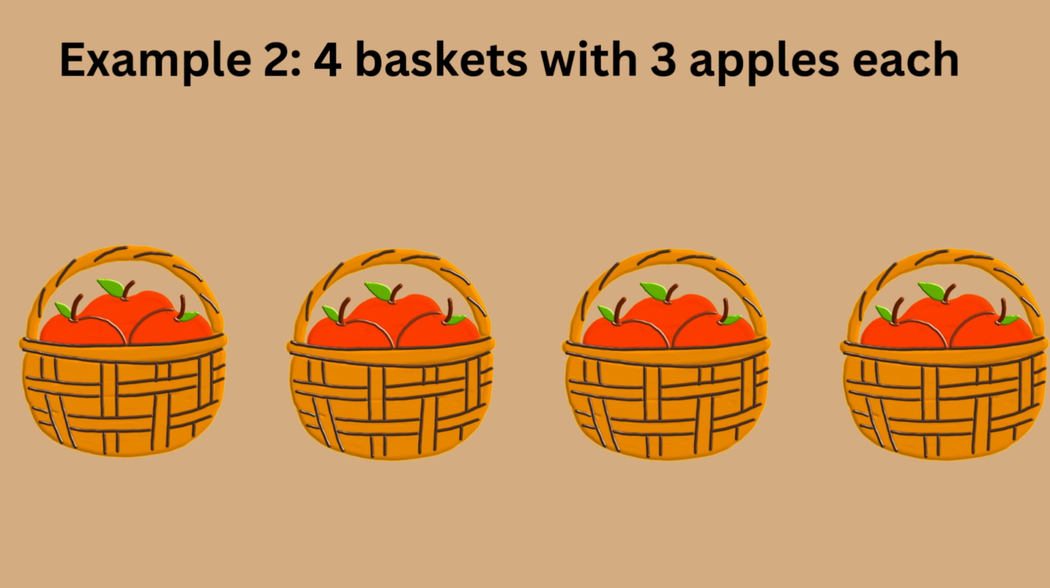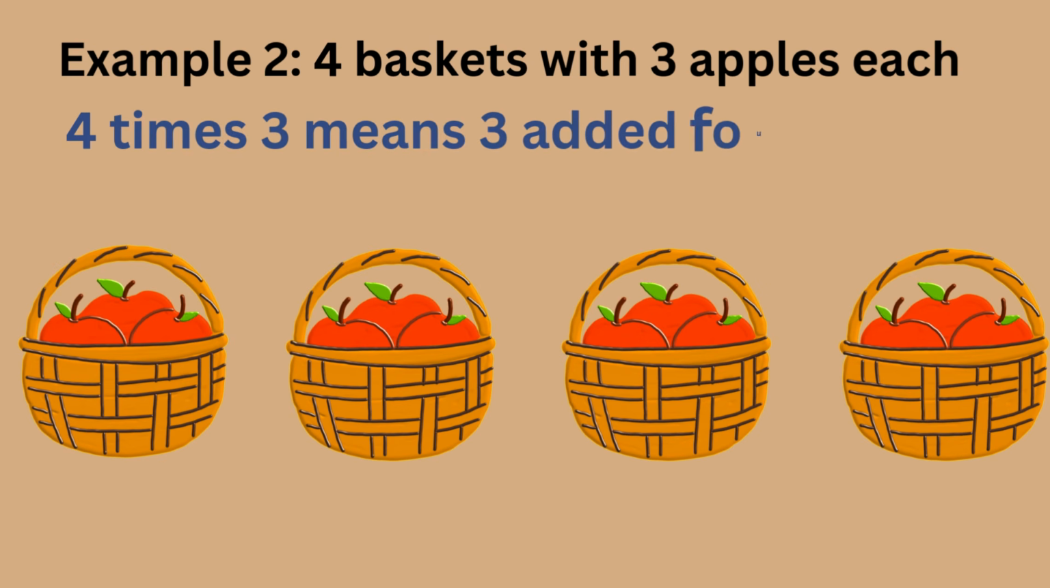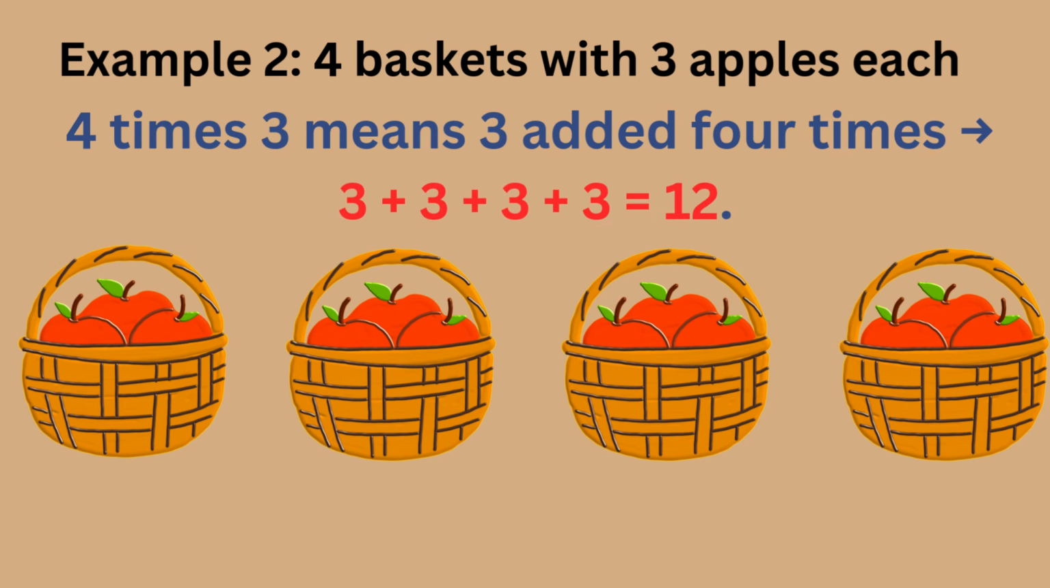4 baskets with 3 apples each. 4 times 3 means 3 added 4 times. 3 plus 3 plus 3 plus 3 equal to 12. That is 4 3s are 12.